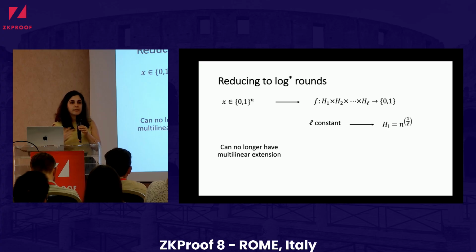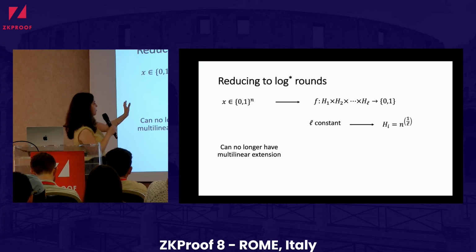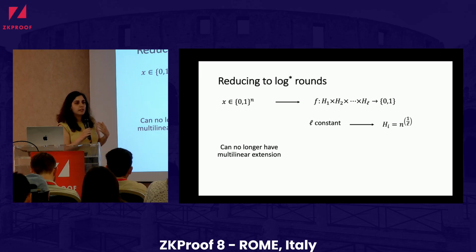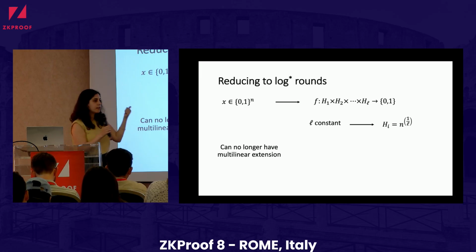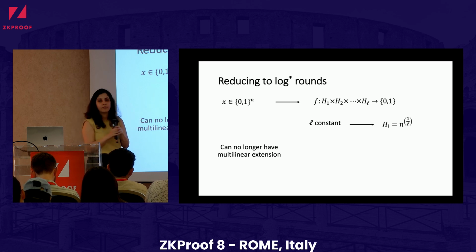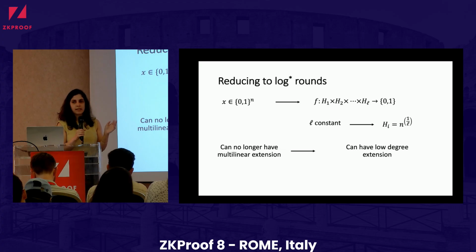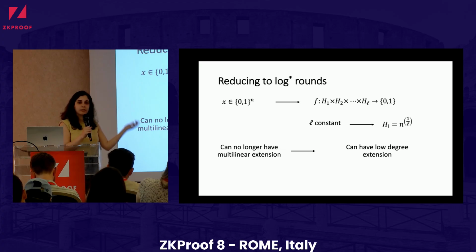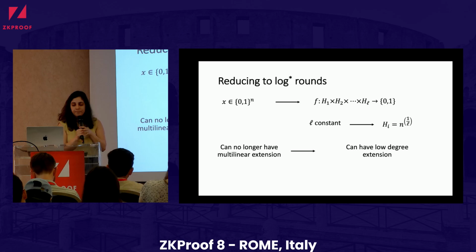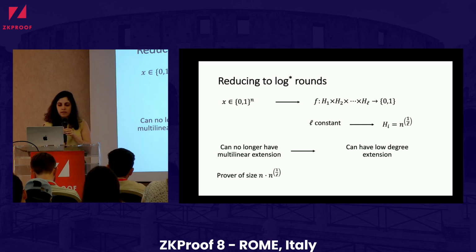So one problem is that the polynomial that agrees with this function is no longer a multilinear polynomial, because the reason we were able to have multilinear polynomials is that every variable had two optional values. Here every variable has n to the 1 over L values, so we can't do multilinear. But that's not really a problem. We can do low degree extensions, and SumCheck works on low degree, and everything is fine. So that's not an issue.